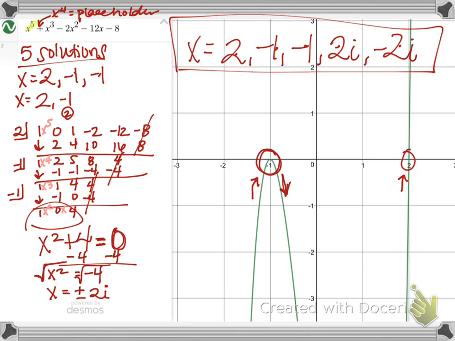So that's that. I will say in the next video I'll have a scenario where instead of it being a beautiful binomial, we'll have a trinomial, and I'll show you what to do there.